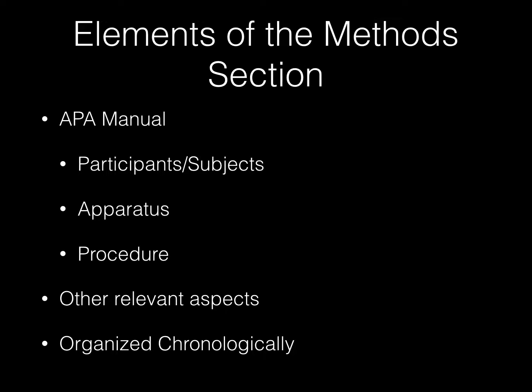So according to the APA manual, the 3 elements of the methods section include participants or subjects, apparatus used, and the procedure. However, Cozby and Forster described 3 other subsections that should be discussed in the methods section if it is relevant. And all of these subsections should be organized chronologically so that it just makes sense.